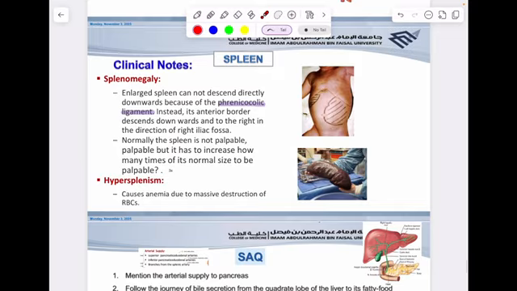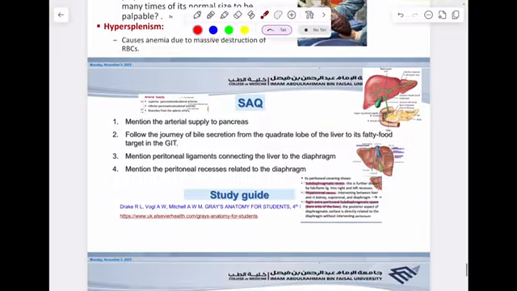زي ما قلنا, in splenomegaly, it doesn't descend directly downwards because of the phrenocolic ligament. And so instead, its anterior border is going to go downwards and to the right in the direction of the right iliac fossa. As we mentioned, we can't normally palpate it, but once it grows to 3 times its normal size, we can. And then hypersplenism causes anemia due to massive destruction of the red blood cells when the spleen is overactive مثلا.